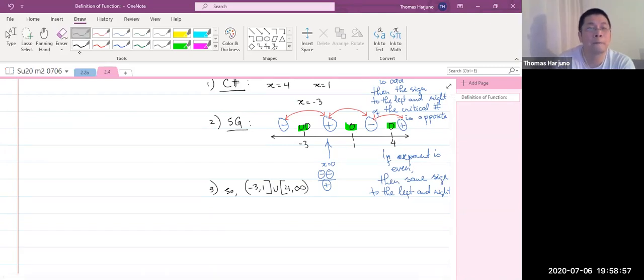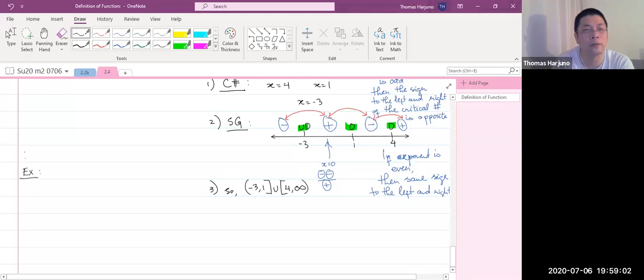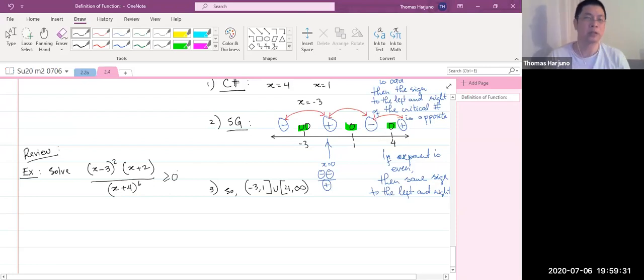Suppose, for example, this is kind of like review a little bit, but using a newer technique. Solve (x minus 3) squared times (x plus 2) over (x plus 4) to the power of 6, and I want this to be greater than or equal to 0. Let's say I have something like that.